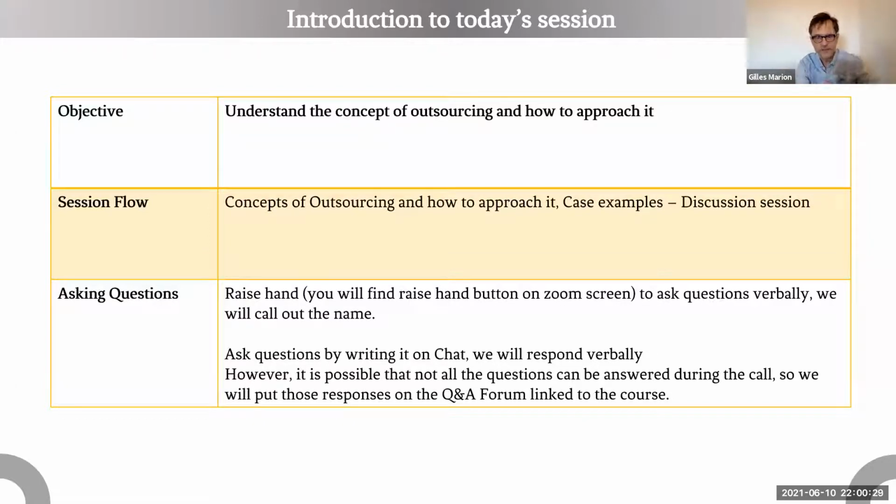This course is about outsourcing, how to manage outsourcing. The session flow is we will go through the concept of outsourcing and how to approach it, and we'll look at the case example. We hope you'll have some comments if you've looked at the document that was shared.